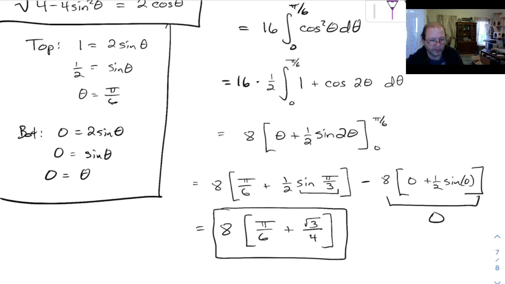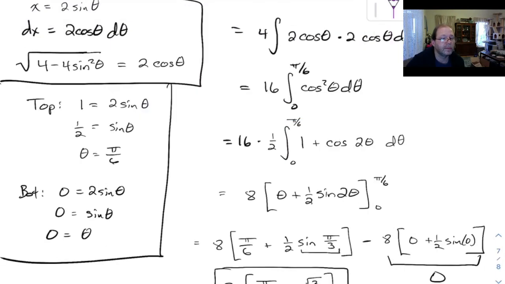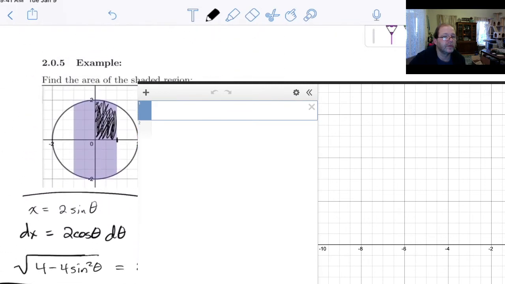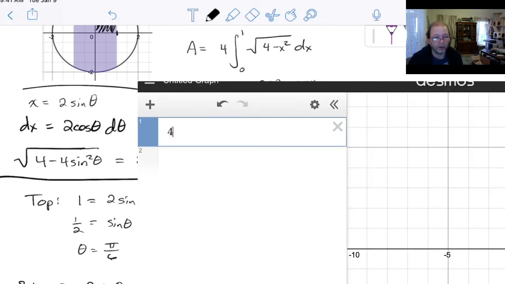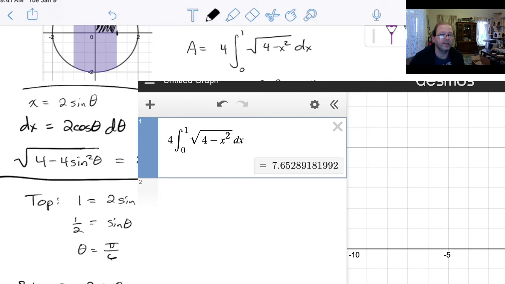Now, I feel like checking this one with Desmos. So I'm going to go to Desmos and I'm just going to type in the integral that we started with. 4 times integral from 0 to 1 square root of 4 minus x squared dx. And it gives me a number, 7.65 blah, blah, blah.